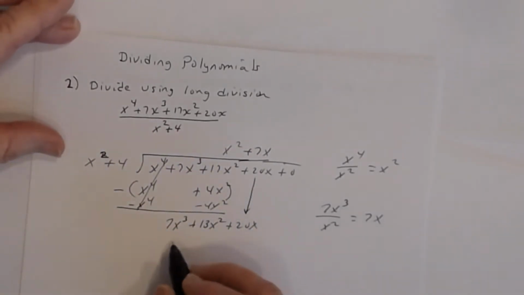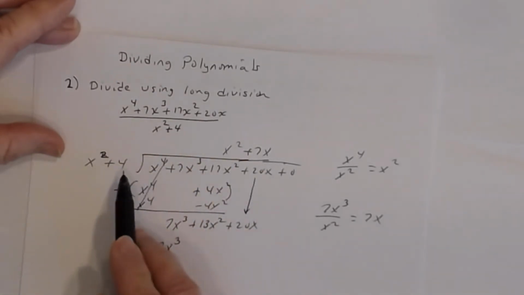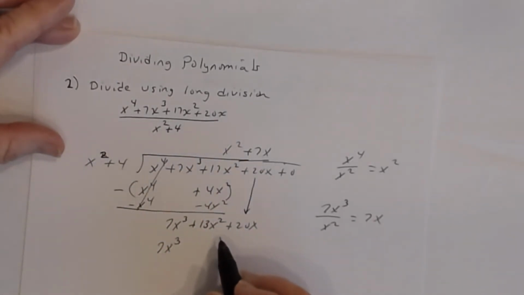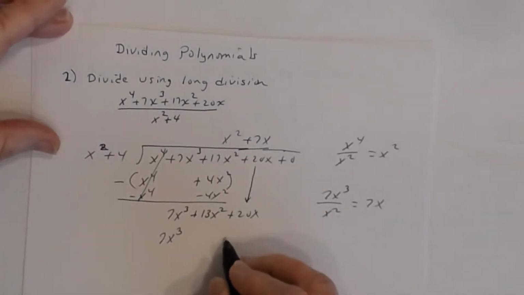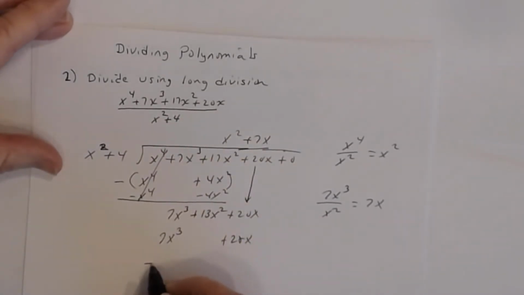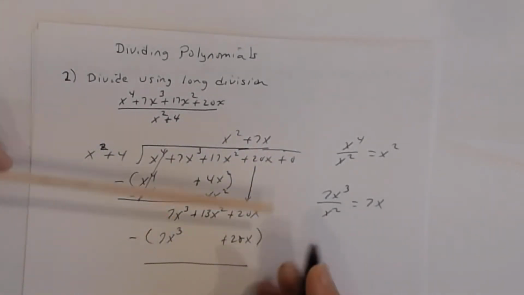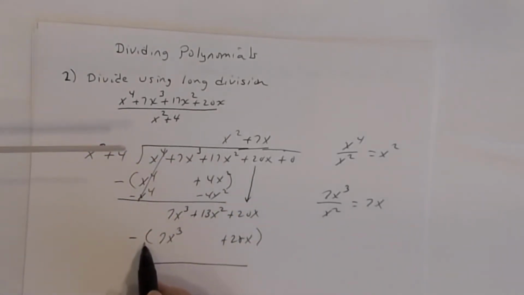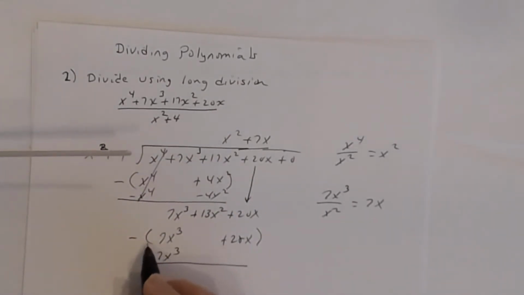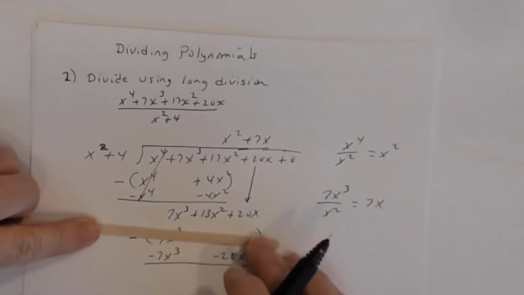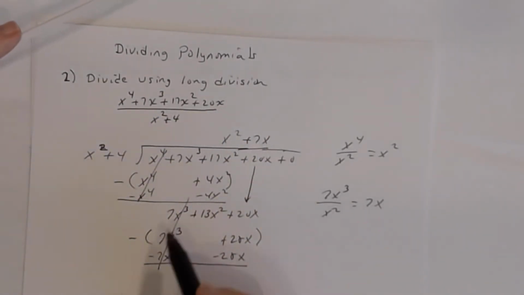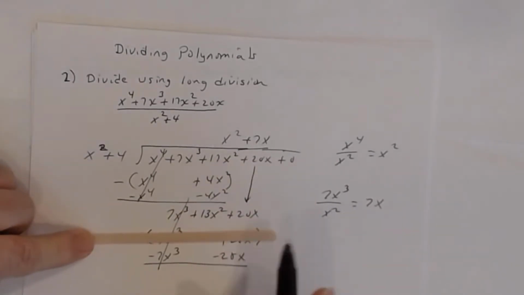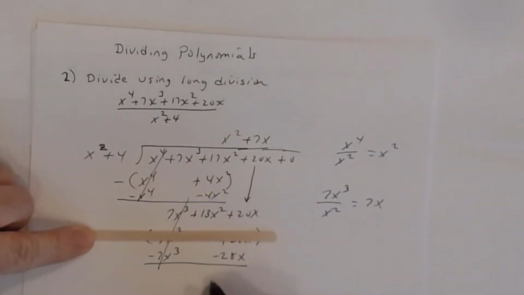7x times x squared is 7x cubed. 7x times 4 is 28x, but make sure you put that in the right column, so that goes here, the x. So plus 28x. All right, and then you're going to subtract. When I subtract, the opposite of 7x cubed is a negative 7x cubed, and the opposite of a positive 28x is a negative 28x. Now let's go ahead and add these. 7x cubed and a negative 7x cubed is 0. See, they cancel out each time. 20x and a negative 28x is a negative 8x.